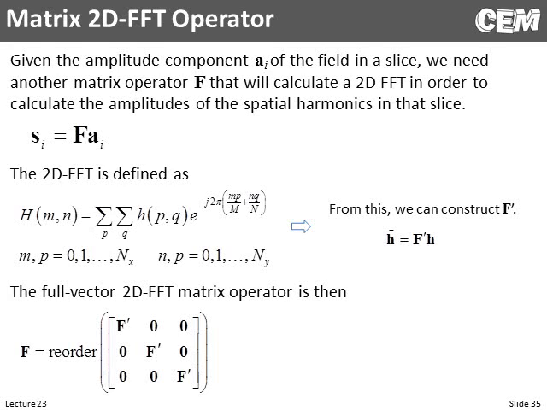So here's how we define a two-dimensional discrete Fourier transform, and it's actually from this that tells us how to build this Fourier transform matrix. So for a single scalar field, we'd build an F prime. For our 3D vector fields, we make a block diagonal matrix of these F primes and then reorder that. And now we have an F such that if we multiply F times the amplitude term, we would get the amplitudes of our spatial harmonics.